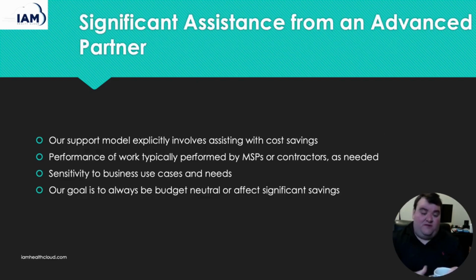And this is probably the most important slide right here: significant assistance from an advanced partner. The slide's a little messed up, but that says advanced partner there on the right. What this slide is about is really our support model. Because our technology is low level and robust, we don't need to do a lot of technical support. But we understand that a lot of teams who aren't necessarily used to finding savings or working at the granularity that we provide are probably going to need some help with that.